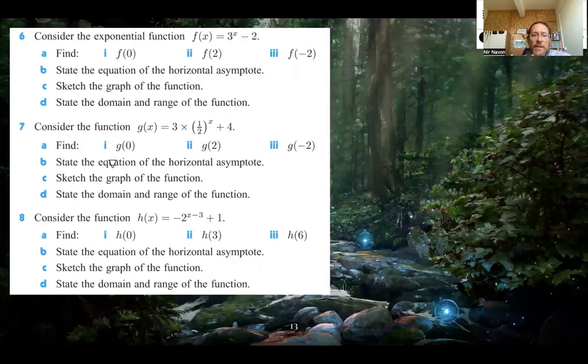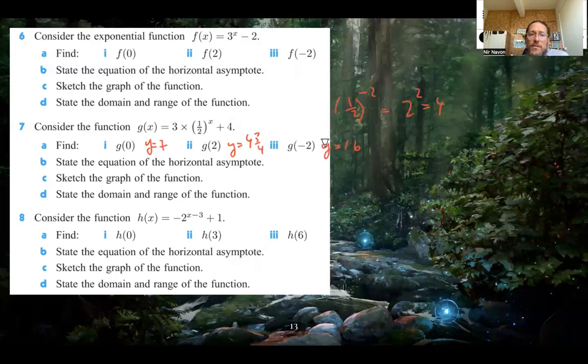Consider the extent of time. Let's take a look here. Consider the function g of x equals 3 times half to the power of x plus 4. Fine. So actually, we need really to substitute it. And then we get half to the power of 0 is 1. So that is 3 plus 4 is 7. So here, the y here is 7. This y here is 4 3/4. And this would be half to the power of minus 2. We just change it into 2 to the power of 2, which is 4. So that would be 16.